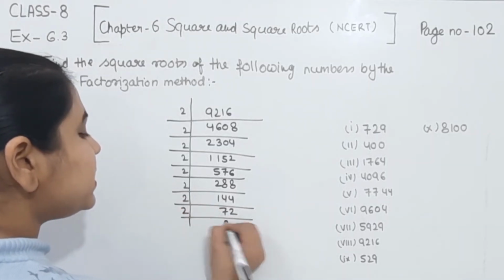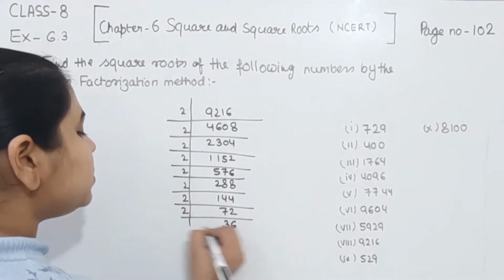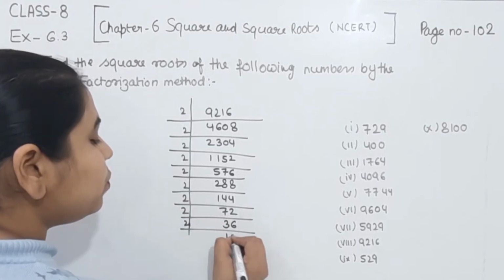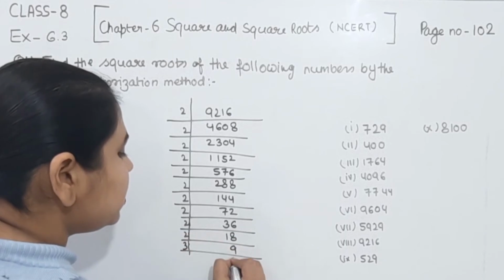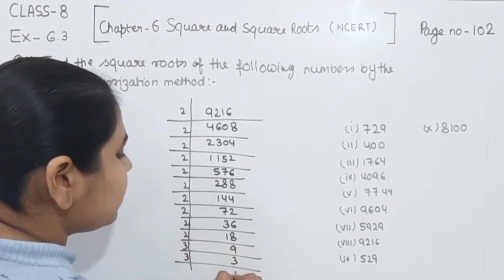Now 2 3s are 6, remainder 1, 2 6s are 12. 2 1s are 2, 2 8s are 16. 2 9s are 18, then 3 3s are 9 and 3 1s are 3.